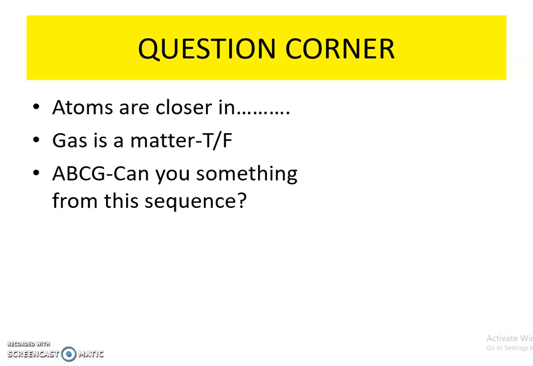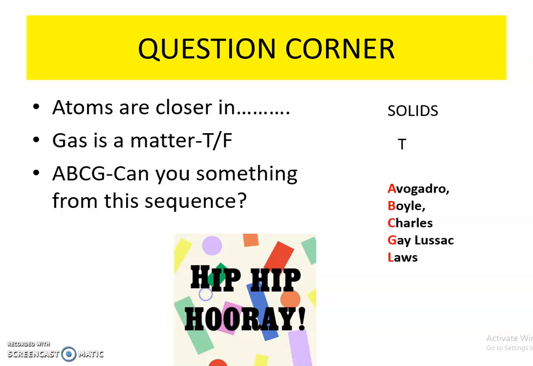Hope you all had ample time to answer. Now it's time to check your answers. Atoms are very much closer in solids. That's perfectly right. Gas is a matter. It's true. A, B, C, G is nothing but Avogadro, Boyle, Charles, and Gay-Lussac's laws. It is not something called a convention. It is just a thinking exercise for you.